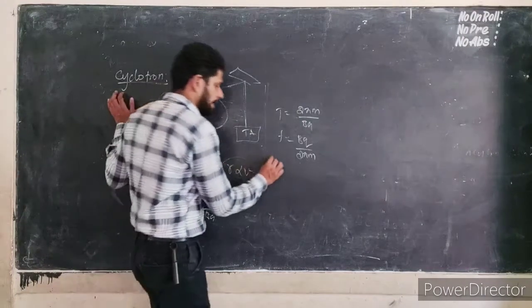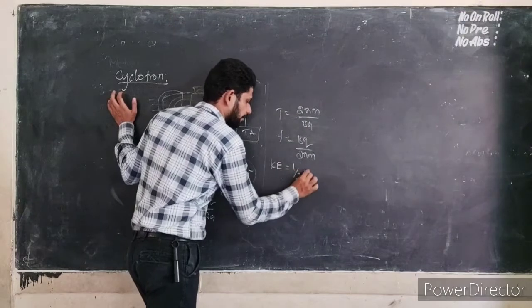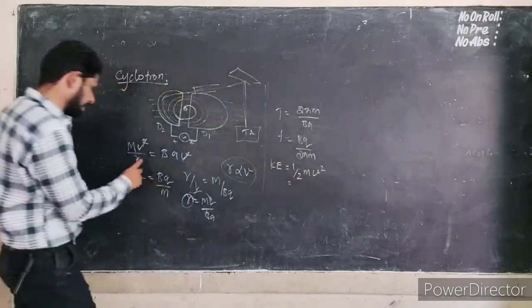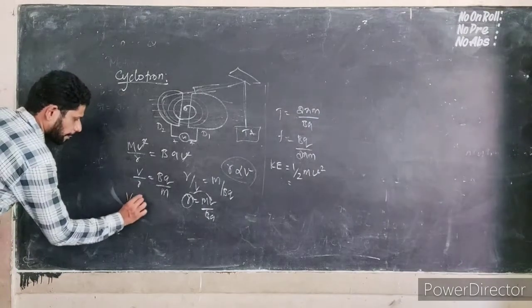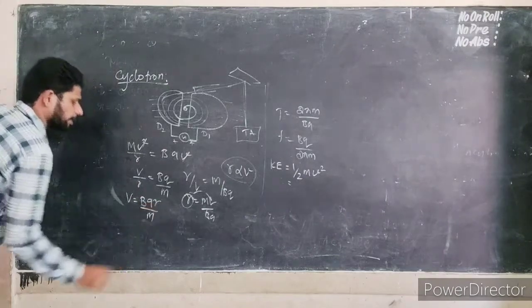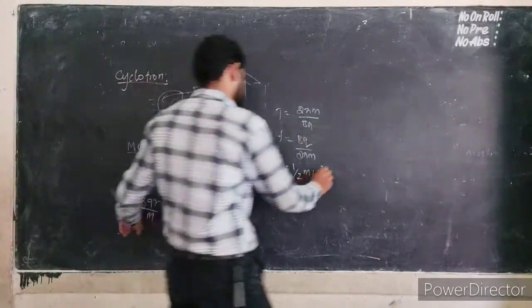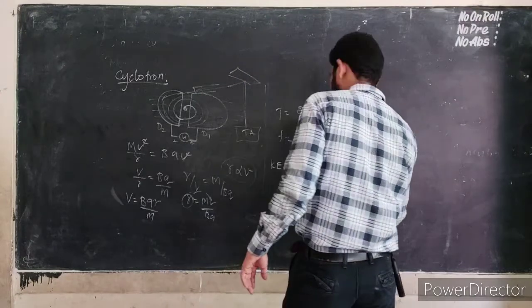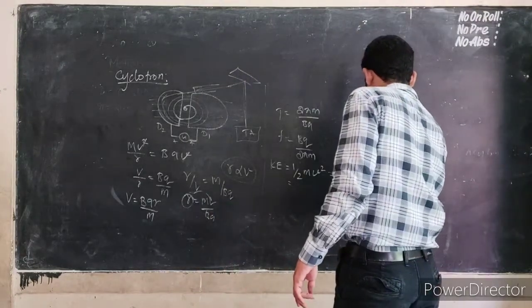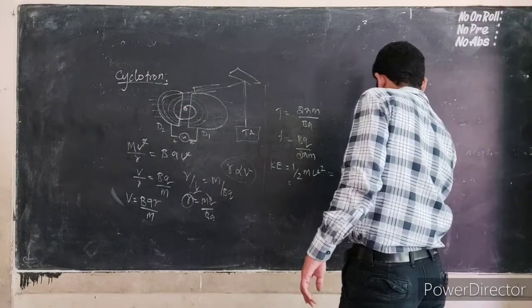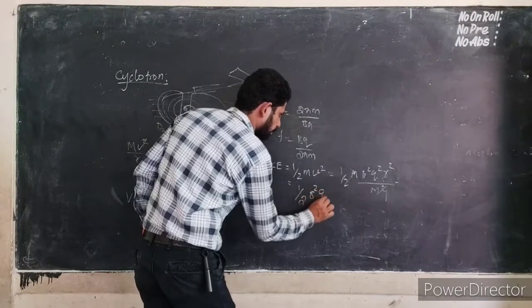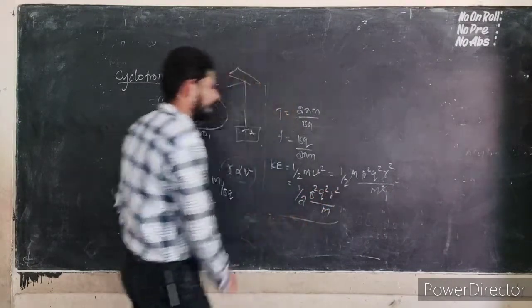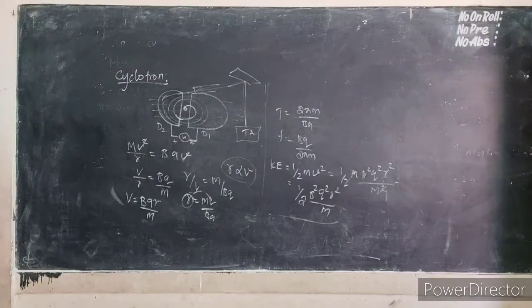Now we know that the kinetic energy of the particle is equal to half mv square. From here, find out what mv square is. Half mv square, so v is bqr by m. So what is that? 1 by 2 m into q square b square r square by m square. The m will be cancelled. So it is 1 by 2 b square q square r square by m. This is the kinetic energy of the particle attained by the cyclotron.